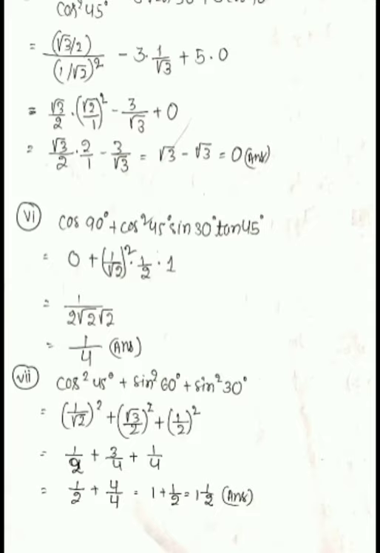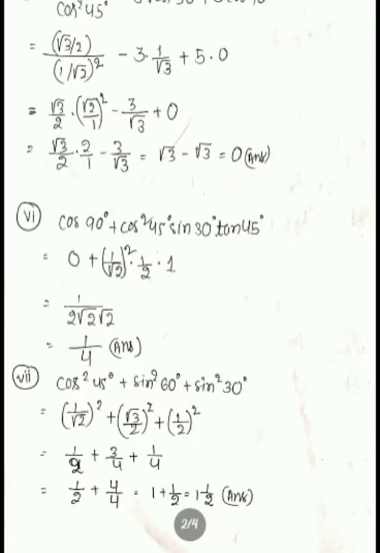Cos 45, the value is 1 by root 2. Sin 60, it is root 3 by 2. And sin 30 is 1 by 2. Okay, take all the values. You will get 1 by 2 plus 4 by 4. It is 1 by 2 plus 1. That is 1 whole 1 by 2, or 3 by 2 is the answer.